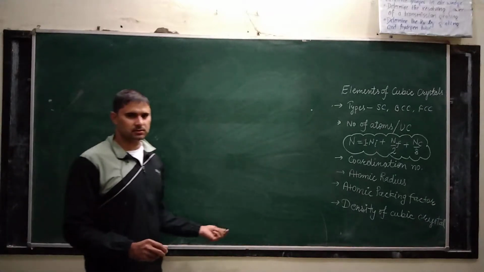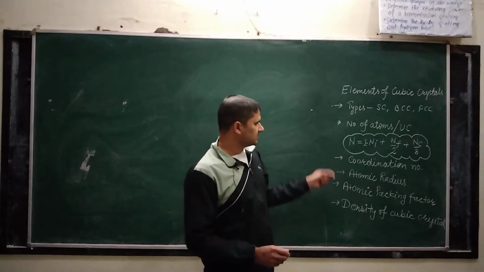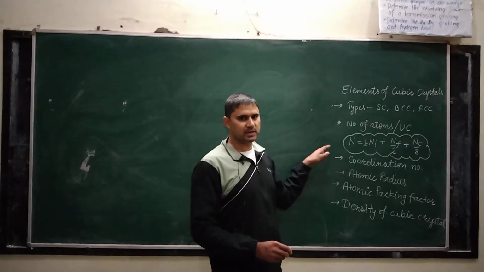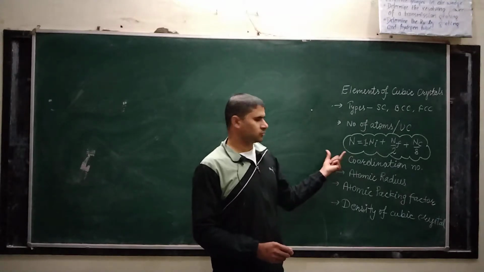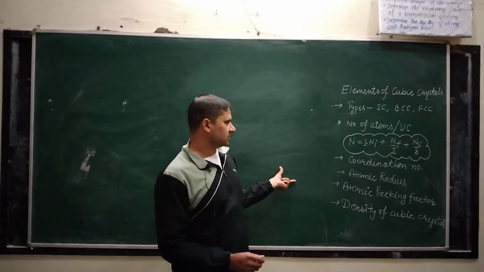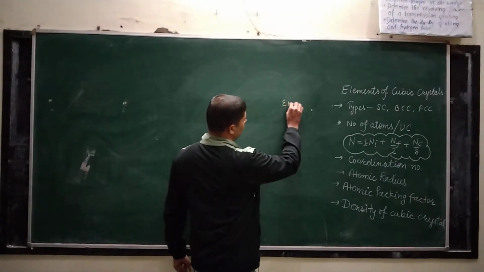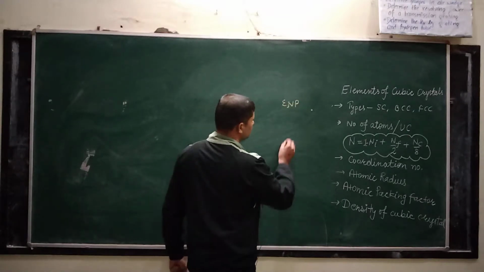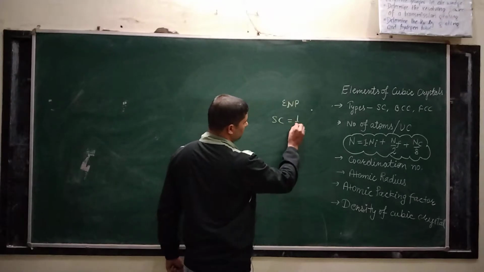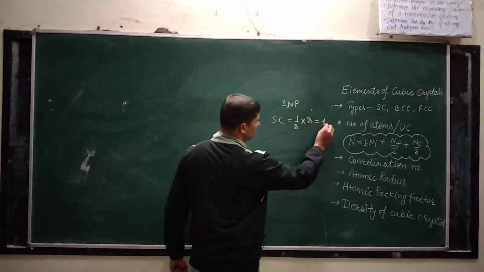Okay, class, good morning. In the previous lecture, we finished with the effective number of particles present in the unit cell. We have seen the effective number of particles in simple cubic. This is equal to 1 by 8 times 8, and this is 1.